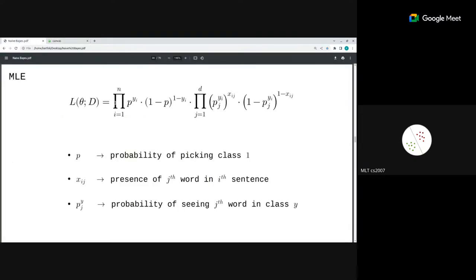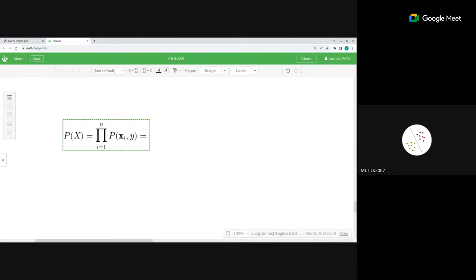So the leftmost product stands for overall training examples, right? This is the likelihood. So let me call this L of, instead of calling it capital X, I'll call the data, likelihood of this data set. Now, the inner product is what? I have expanded this P of xi comma yi as P of yi into P of xi given yi. But xi is not a scalar. Remember, it's a vector of size 10.